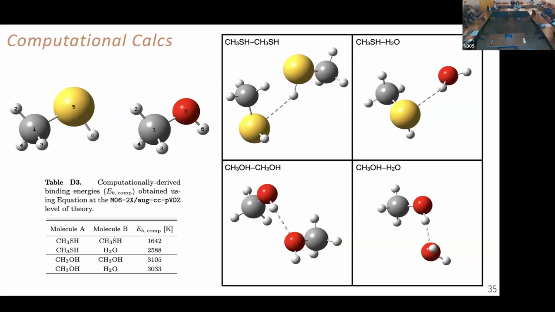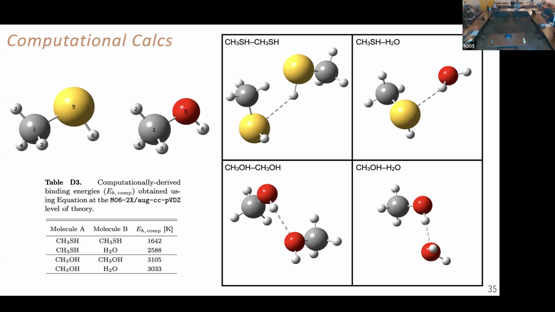a higher binding energy for, have we got time? Still 10, 15 minutes? Okay, so methyl mercaptan to methyl mercaptan, it's showing that there should be around a 1,000 Kelvin difference, which can be several AU if you convert this to protoplanetary disk snowline space. So that doesn't make sense empirically.